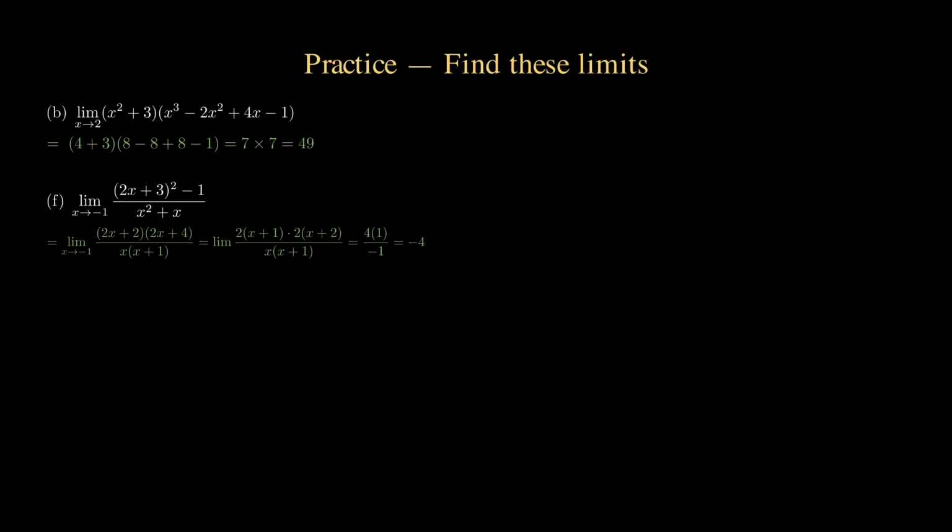Next question. The limit as x approaches negative 2 of x minus 3 over x squared plus 1. Denominator at x equals negative 2. 4 plus 1 equals 5, not 0. Substitute directly. Negative 2 minus 3 over 5 equals negative 1.